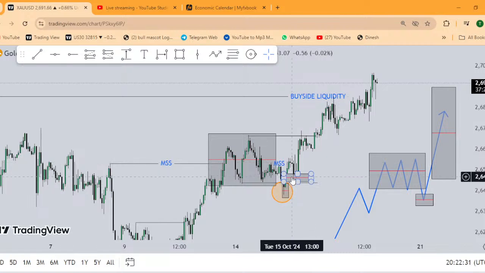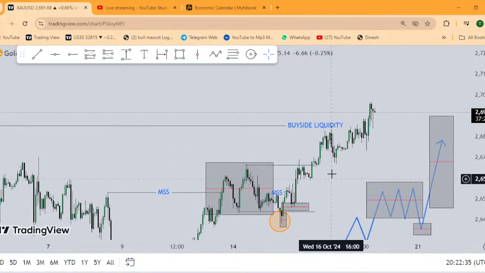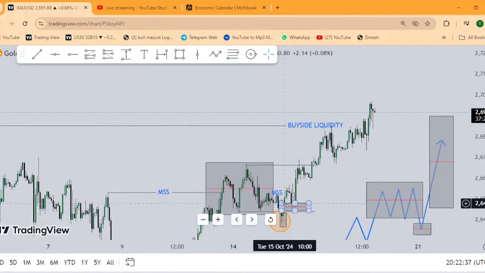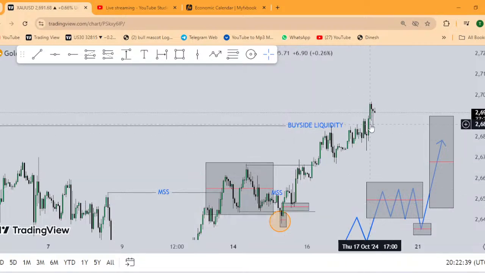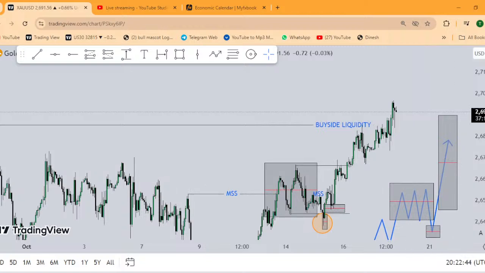And if you prefer to use a smaller time frame, you'll go to like a 5-minute shift. Then you pump price to the upside, targeting buy side liquidity. So you hold your trade from Tuesday up to when we hit it on Thursday. So that is how you will be trading using the structure.